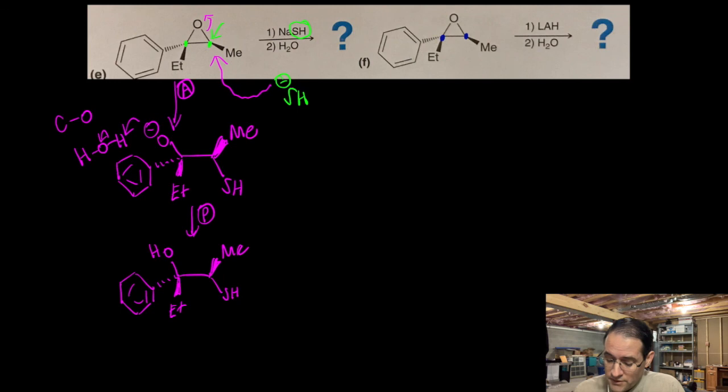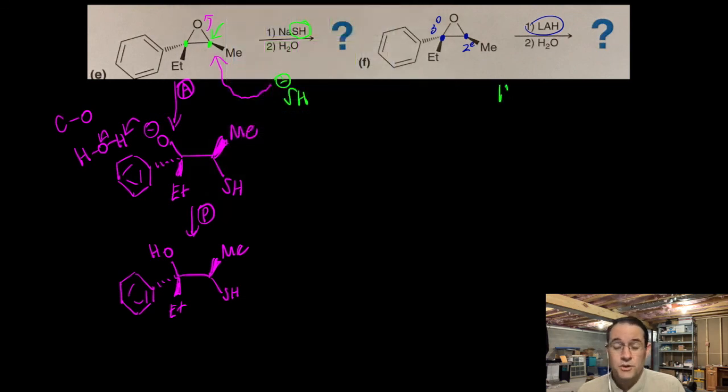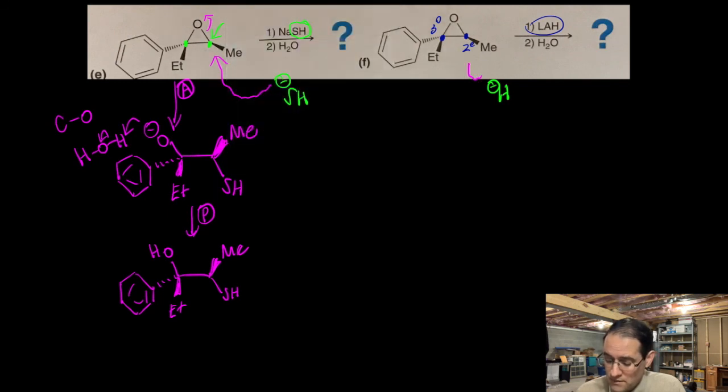So we have a stereogenic center on the left, which is more substituted. We have a stereogenic center on the right, which is less substituted. Here we have secondary, here we have tertiary. So we know that LAH is a nucleophile, it's hydride, which is going to be attacking the right stereogenic center. When it attacks the right stereogenic center, what happens? Okay. Well, let's draw this out here.